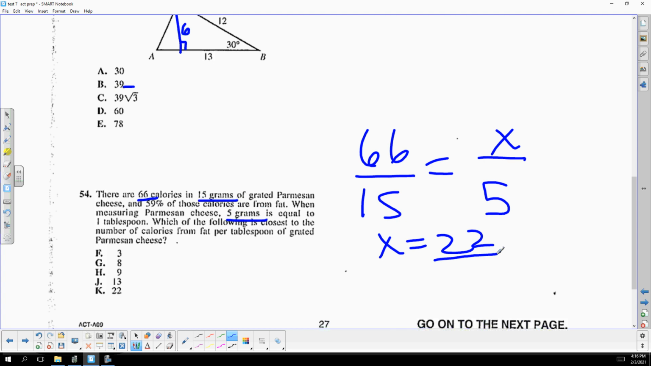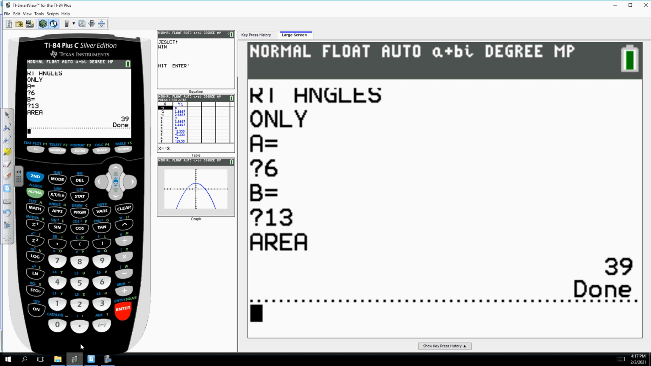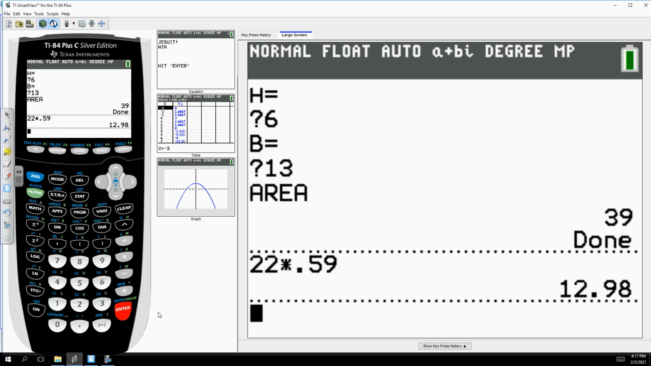And what are we doing now? It's saying we want the calories from fat. So 59% of that. So you would times 22 by 0.59. And what's that? 13.